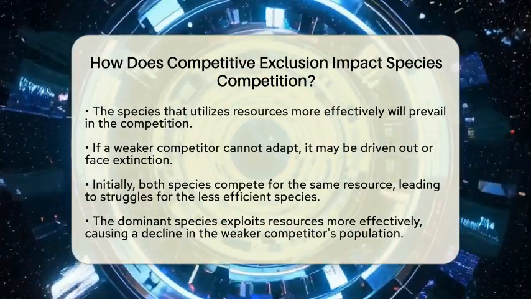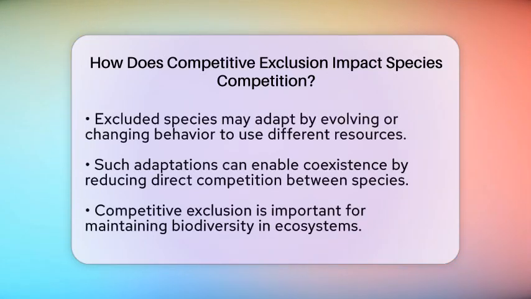However, there is a possibility for the excluded species to adapt. It might evolve or change its behavior to use different resources or occupy a different niche. This adaptation can allow both species to coexist by reducing direct competition.